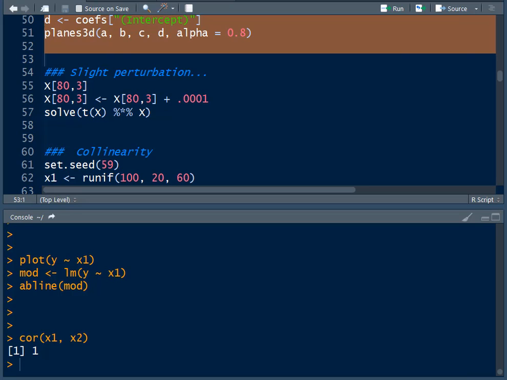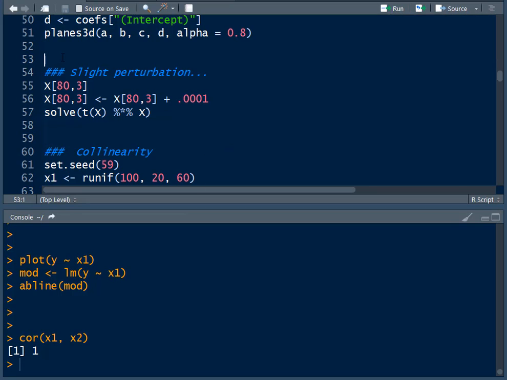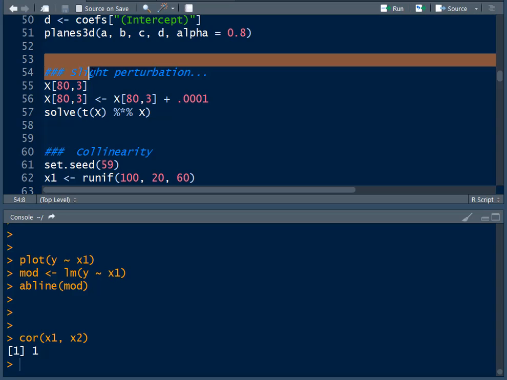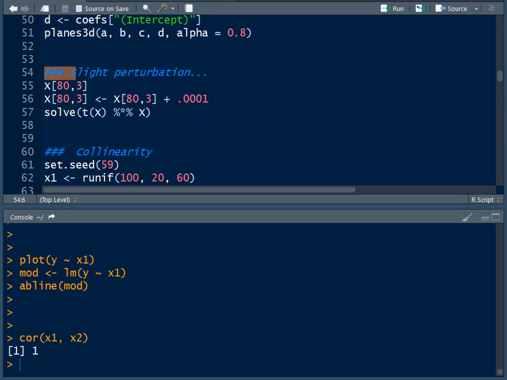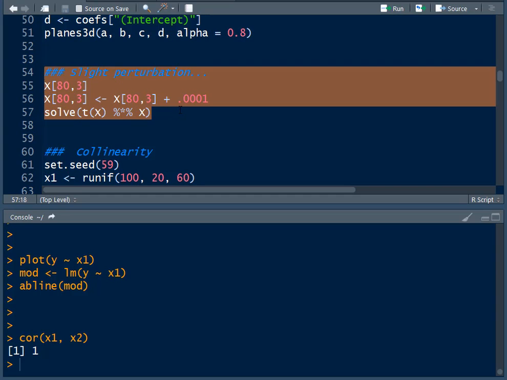So there can still be computational issues if the columns are slightly linearly dependent. What I'm going to do is go back to my model matrix and go to, say, the 80th row, third column, where the x2 value is, and I'm going to perturb it by 1 part in 10,000.